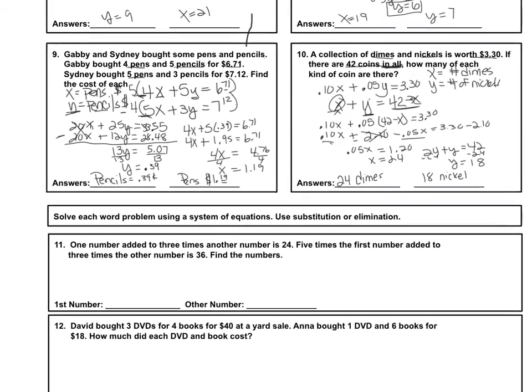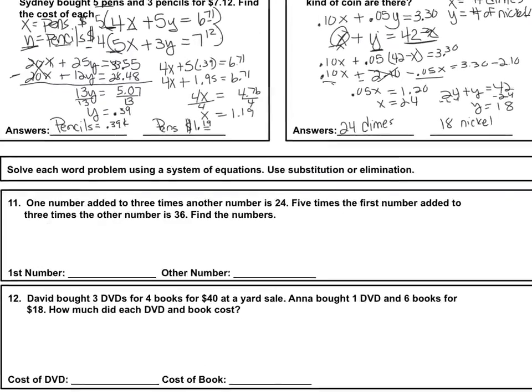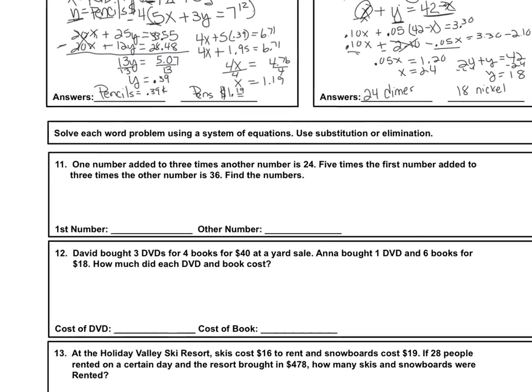So remember, on these word problems, most of the time if you've got money, one equation is going to deal with money and your variable is going to represent the number of items, okay? Then the second equation is going to be how many total items you have.